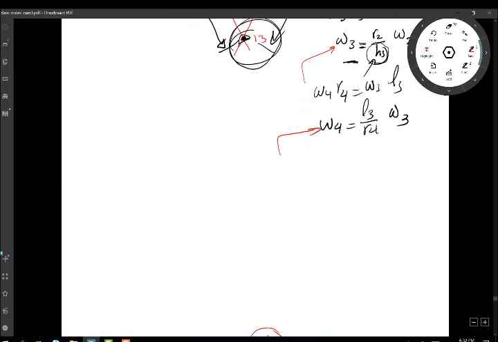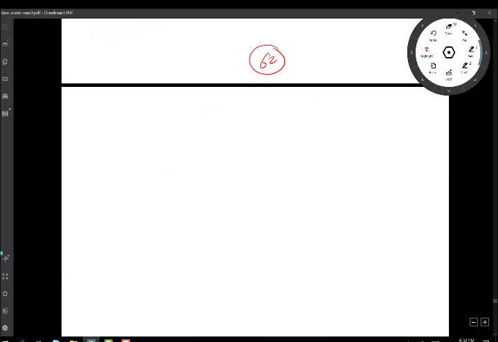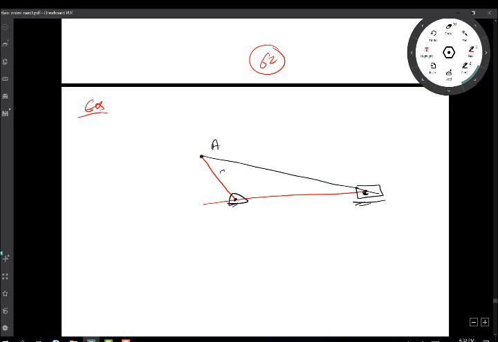So how about if I do another example for you? If I do this example here, that's point A, this is link number 2, this is link number 3, and this is link number 4. Let's try to find the points of common velocity.